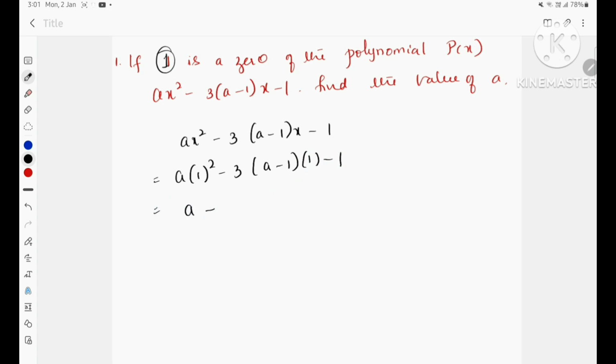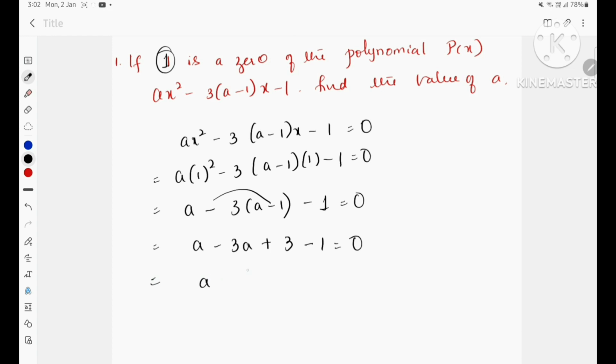Taking 1 in place of x, you get a into 1 square minus 3 into a minus 1 equals 0. If you take out the bracket, you get a minus 3a plus 3 minus 1 equals 0. Hence a minus 3a will be equal to minus 2a, and plus 3 minus 1 is 2. So you get minus 2a plus 2 equals 0.